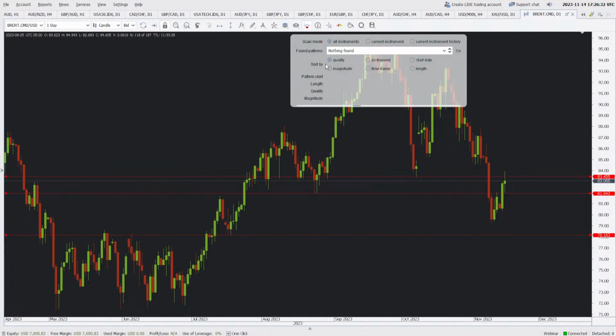Are you aware about this pattern scanner? Are you aware about this feature? It scans for the patterns. See, it is going right and left. It is scanning for the patterns, and then it will list what are the latest patterns that are being observed.